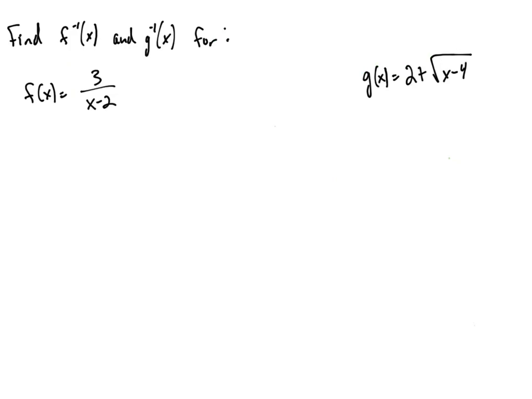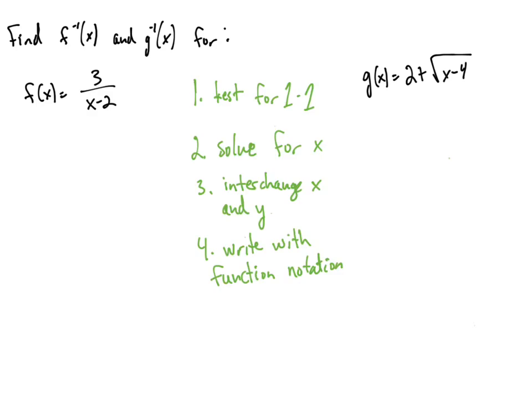Now let's find inverse functions for given functions that we have the algebraic formula for. So find f inverse and g inverse for each of these two functions. To find those inverse functions, we'll follow these steps. First, we want to test to make sure that the function is 1-to-1. Then we want to solve for x. We swap x and y, and then we write with function notation. So let's actually start with g of x first, just because that function is a little easier to see.